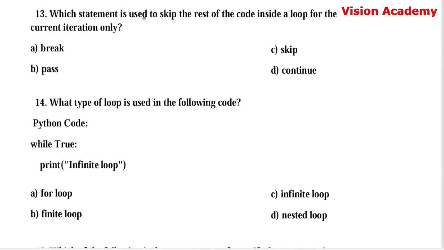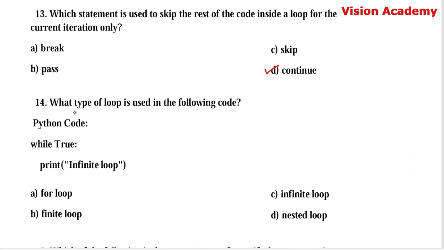Question number 13. Which statement is used to skip the rest of the code inside a loop for the current iteration only? Option A, break. B, pass. C, skip. D, continue. Here, option D, continue is the right answer.